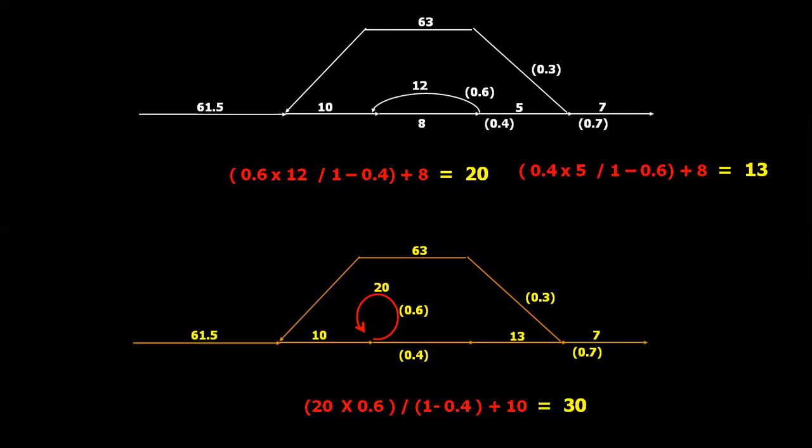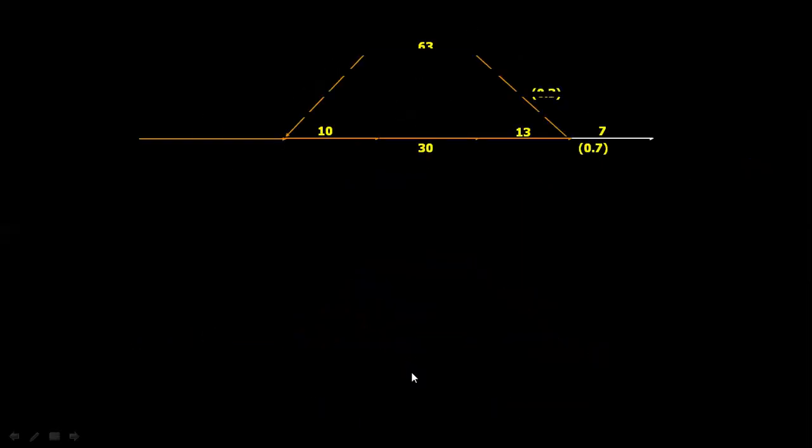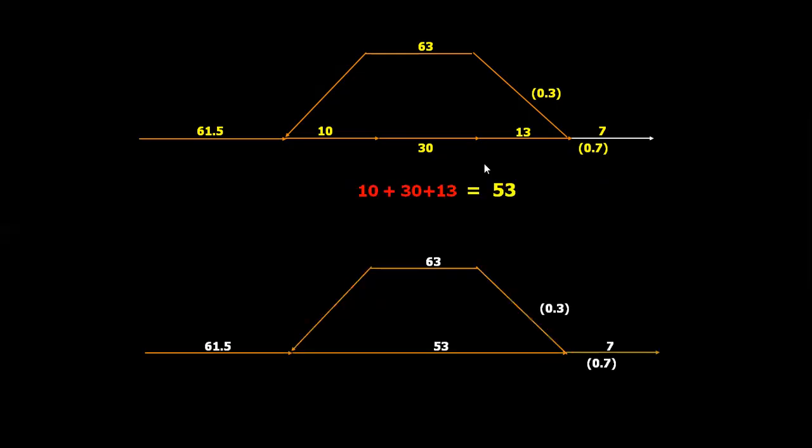So now the same thing. I am removing this loop and here I will write this as 30. Now, to travel from here to here, what is the value? It is 10, 30, 13, so it is nothing but 53. Now see here, this is the total 53. Now I can go in this direction and this direction. So again, the same formulas we apply to this one.